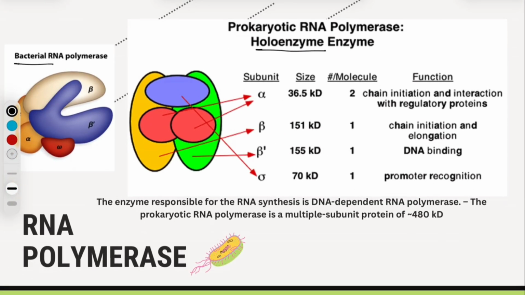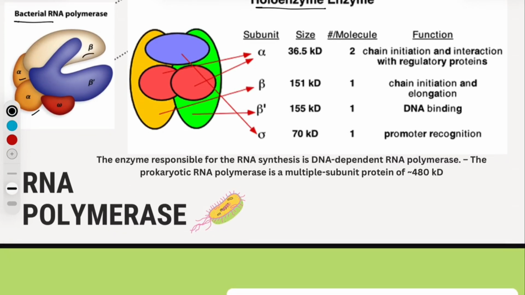Now here we can see the holoenzyme structure. It has 5 subunits: alpha, beta, beta prime, 2 alpha units and 1 omega unit. Their weights are given size wise. Their molecules are double of the alpha unit and their functions are very important in this whole process. Sigma is for promoter recognition. It is very important because the enzyme responsible for RNA synthesis is DNA dependent RNA polymerase, and it is multi-subunit. A total of 480 kilodalton is its weight.